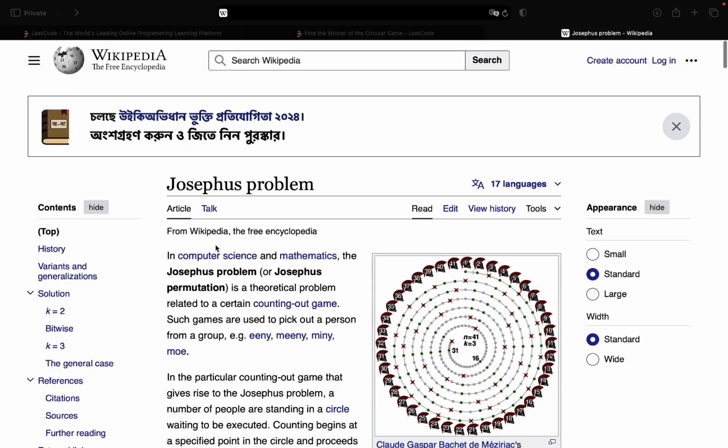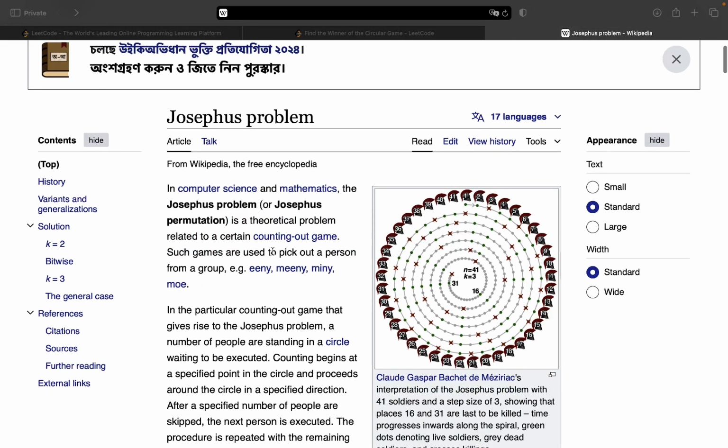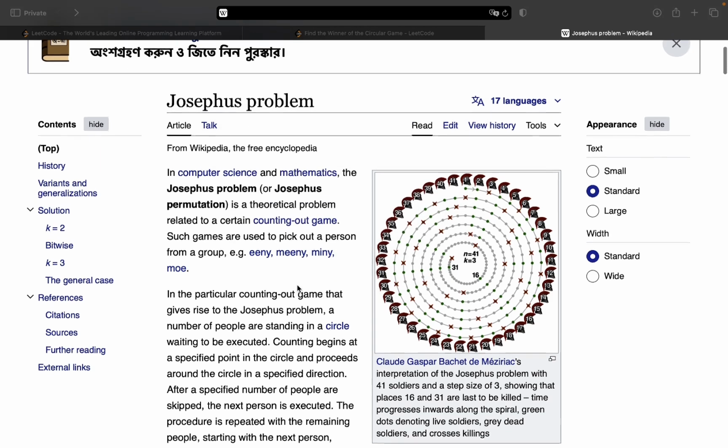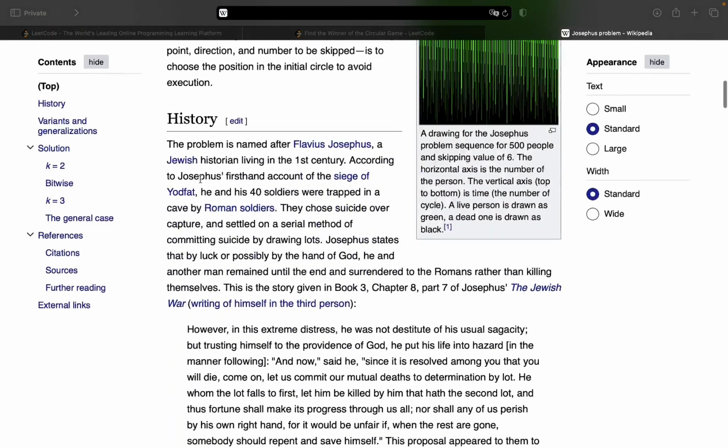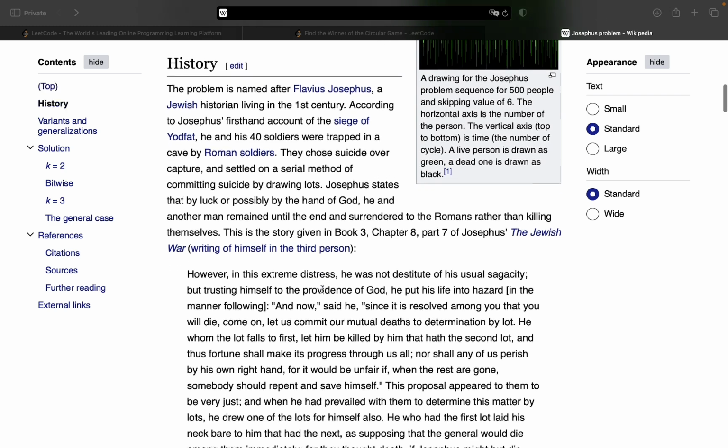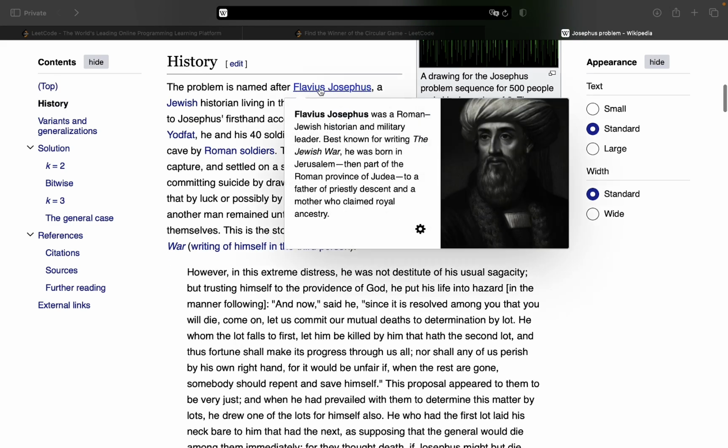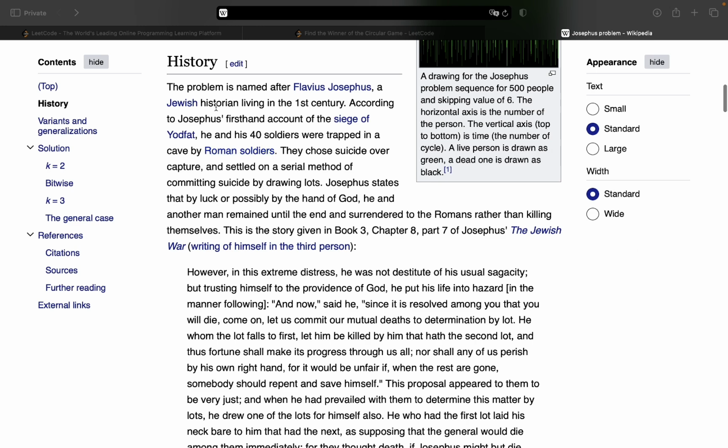We can see this problem derives from the Josephus problem or Josephus permutation. It's a very well-known theoretical problem related to a certain counting-out game, such as when you have to pick a person from a group. So this is the history behind the problem. You can see they are talking about Josephus, a Jewish historian living in the first century.